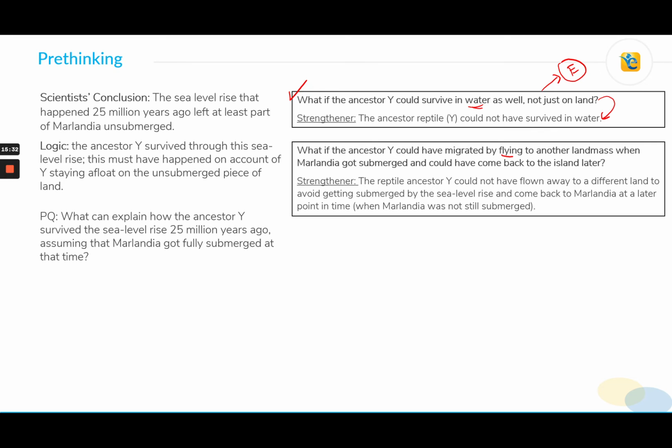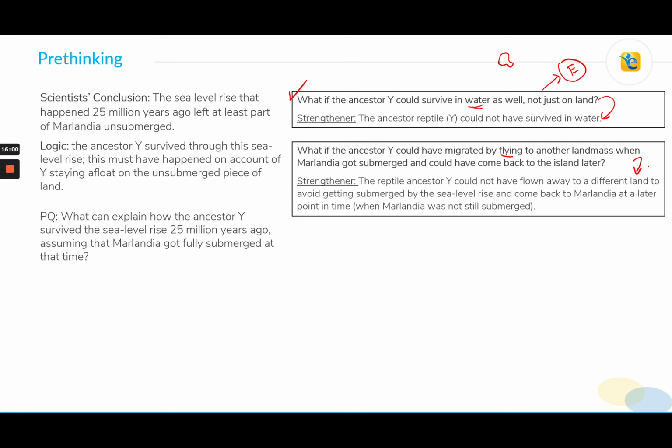In this situation, the ancestor Y survived not because it stayed afloat on some unsubmerged piece of land. It survived because it migrated to another place by flying. It's as simple as that. So a strengthener has to guard against this situation. Essentially, it would be something which says that this particular reptile ancestor, Y, did not have the option of flying away to a different land. It could not have flown away to a different land when the sea level rose and then come back later.